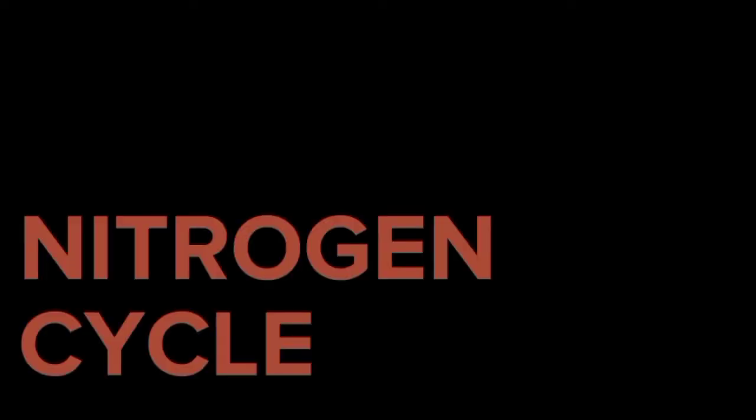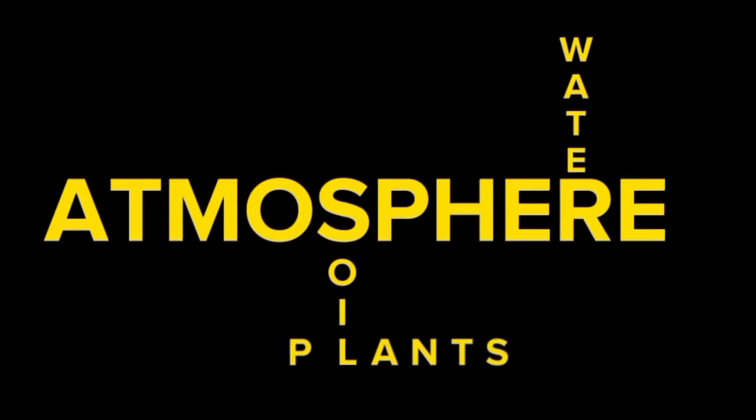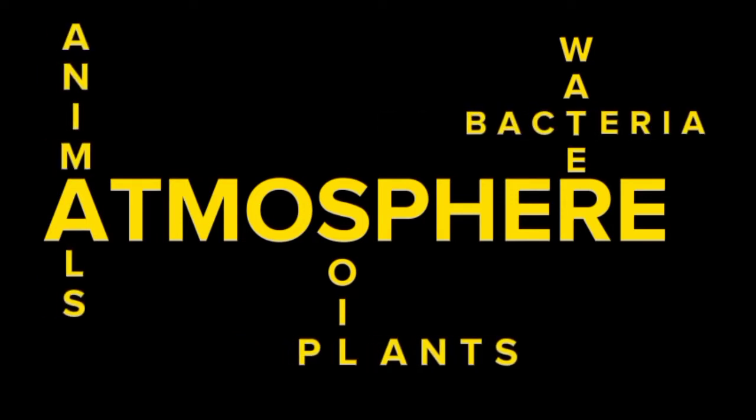Let's learn together. First, the nitrogen cycle. Nitrogen cycle is a repeating cycle of processes during which nitrogen moves through both living and non-living things, the atmosphere, soil, water, plants, animals, and bacteria. In order to move through the different parts of the cycle, nitrogen must change forms.